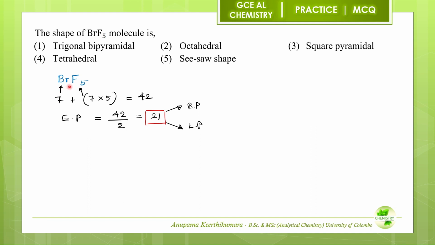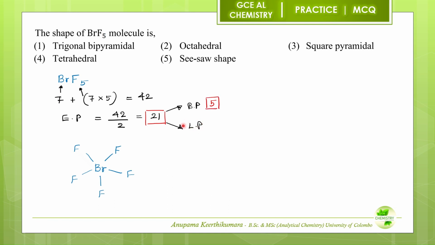Next, we need to find out the center atom. Usually, the center atom of a molecule is the least electronegative element. Therefore, bromine is the center atom of this molecule. Now, we will connect these 5 fluorine atoms using single covalent bonds. Now, we have used 5 bond pairs. Therefore, we will write number 5 for the bond pairs.